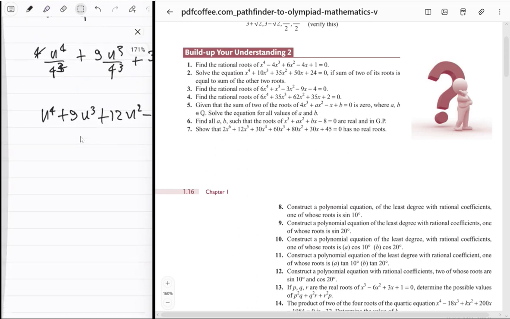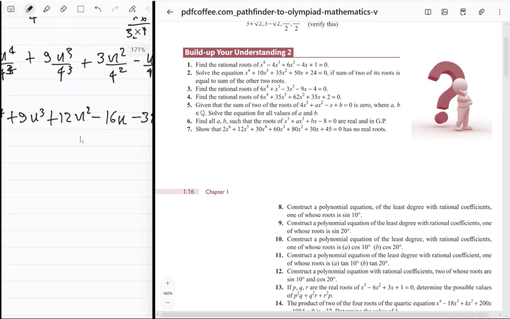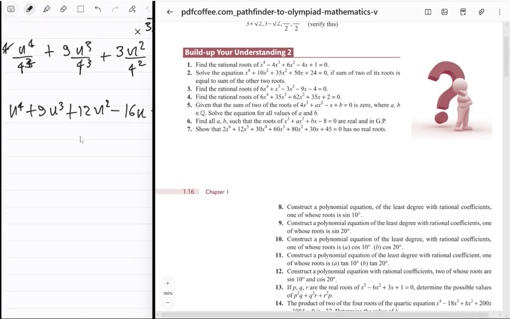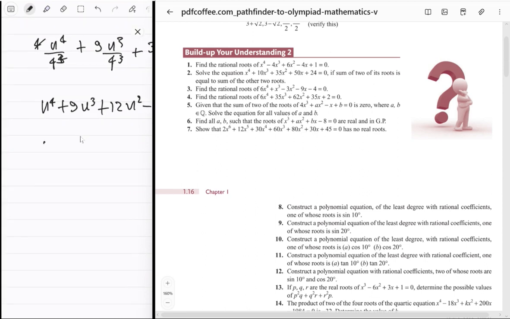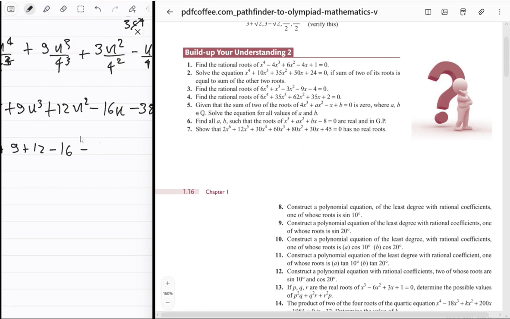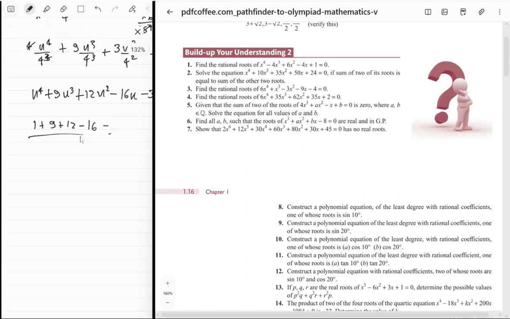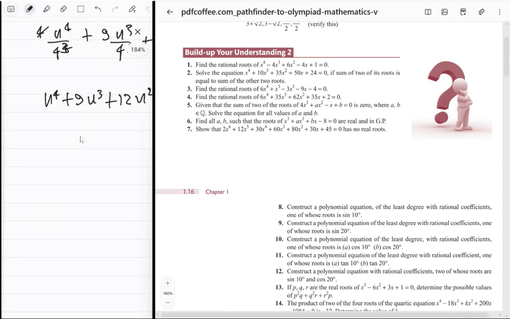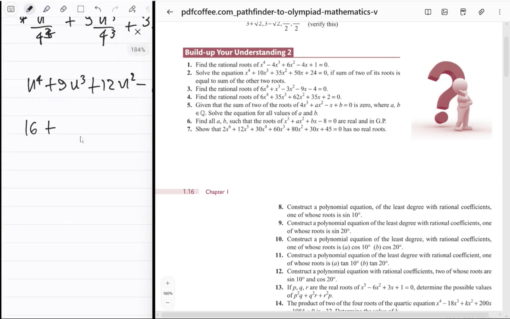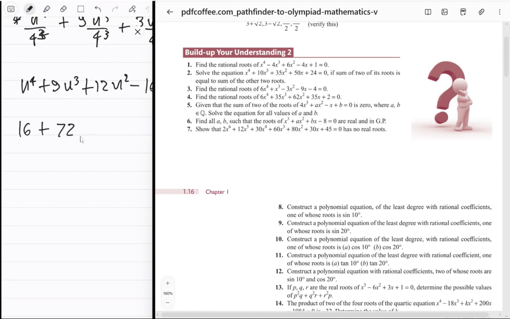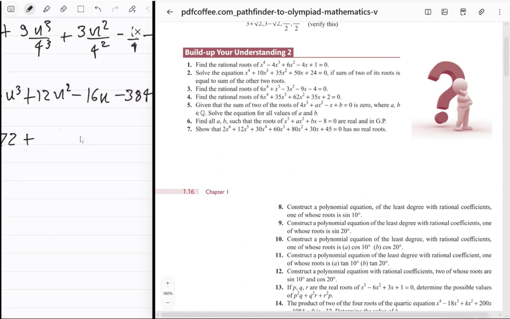So let's start putting in values. At 0, no, it's not changing to a smaller value. At 1, you will just have 1 plus 9 plus 12 minus 16 minus, okay, that's not even comparable to that, so no major change in that. What about 2? So 2 power 4 is 16 plus 9 times 8, that's 72, plus 12 times 4 is 48, minus 16u, so minus 32 and minus 34, right?